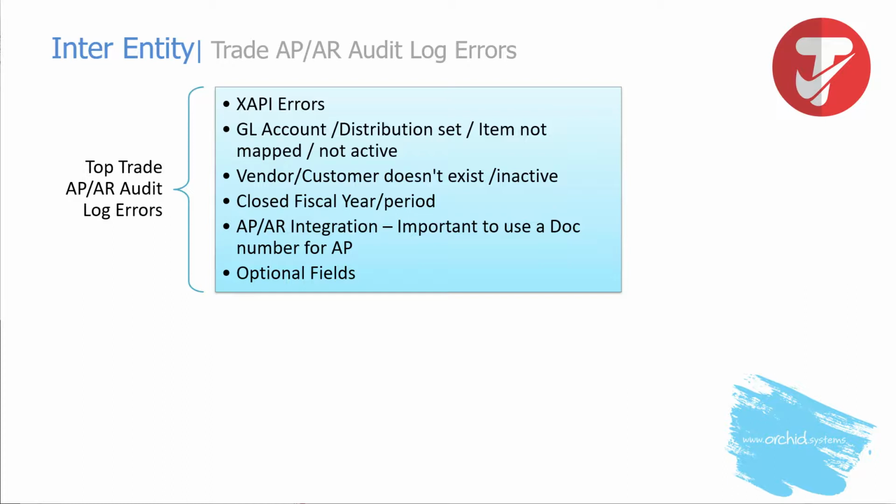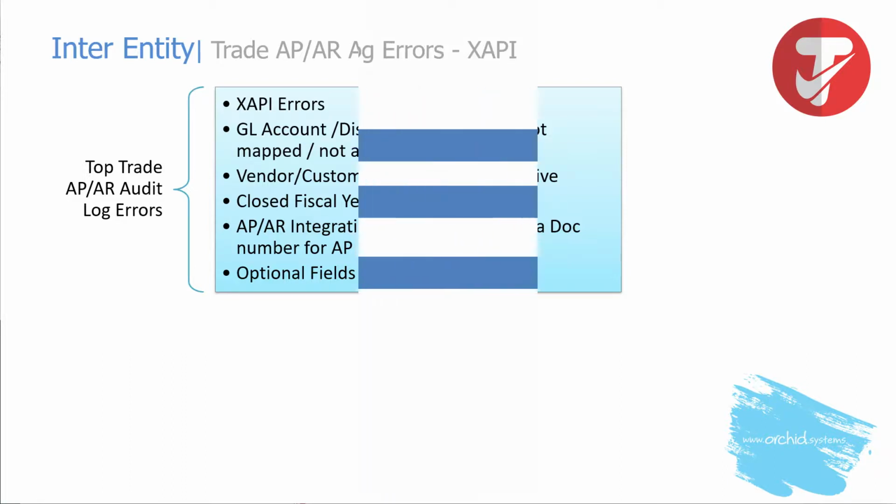The most common errors in trade AP and AR relate to XAPI errors, not being able to connect to the target database, GL accounts or distribution set not being configured, the vendor or the customer being inactive, fiscal period being closed, document numbers being invalid, and optional fields not being set up. So we're now going to look at a few examples of these.